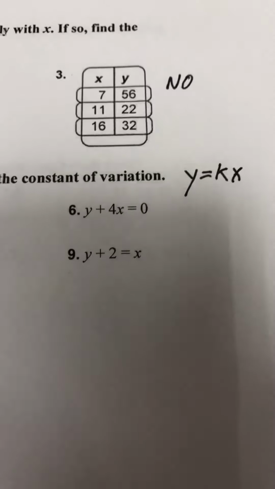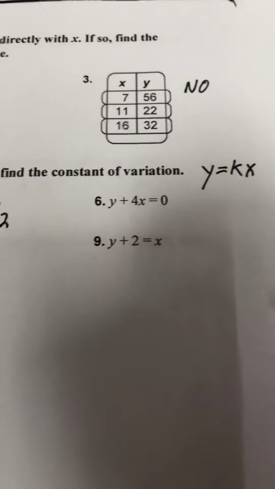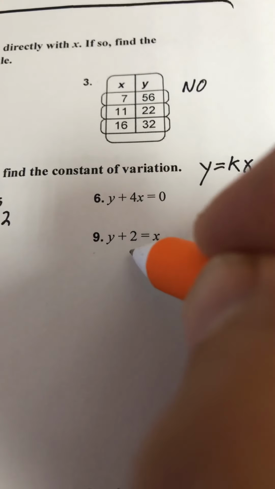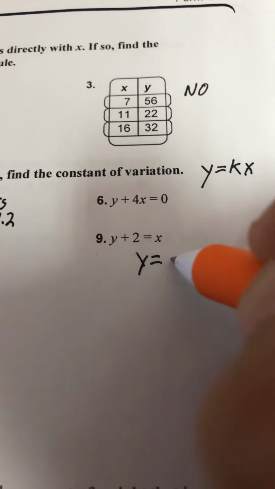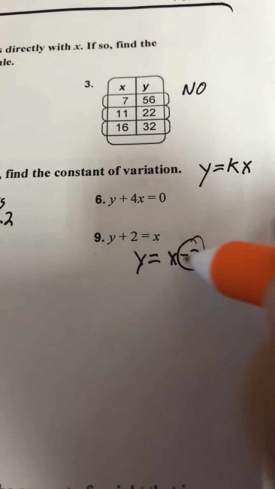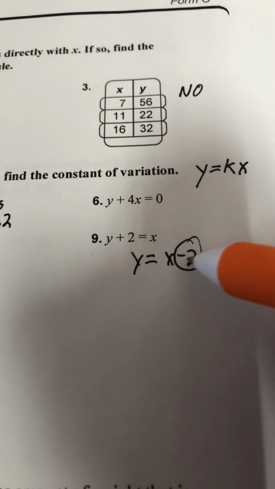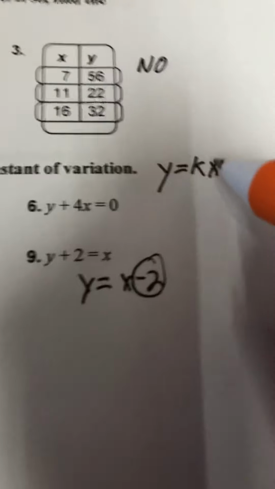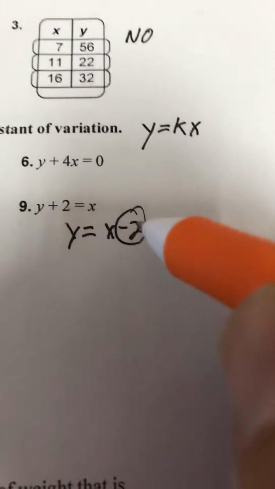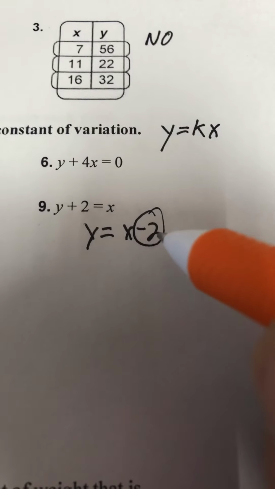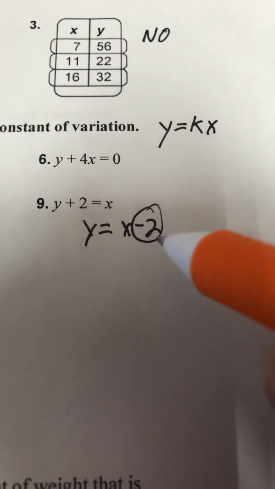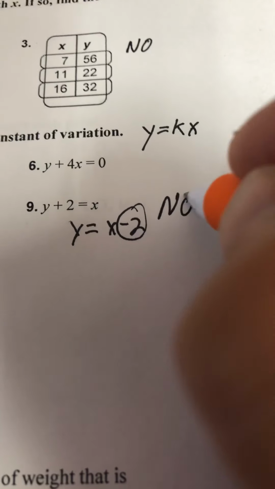Try number 9 on your own, and hopefully you're pausing this as you go along. This one, if I get y by itself, I end up with x minus 2. No, I can't be adding or subtracting anything from k. I can only be multiplying by k, to get a slope. In other words, remember, this is your y-intercept. This is not going through the origin on a graph, so it's not a direct variation, so no.